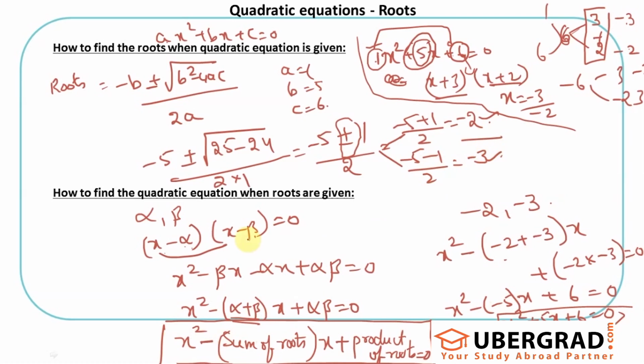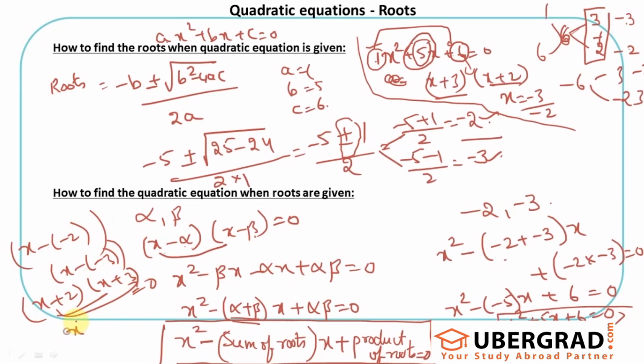Or as I said, I can straight away start with x minus of minus 2. x minus alpha, you know, the root is minus 2. So x minus of minus 2 is x plus 2. Similarly, x minus of minus 3, because the other root is minus 3. This will become x plus 2 into x plus 3 equals to 0. And then do the multiplication, you'll end up with x into x, x square plus 3x plus 2x plus 6 equals to 0. That will give me x square plus 5x plus 6 equals to 0. Right, that's the same thing. That's how you do it.